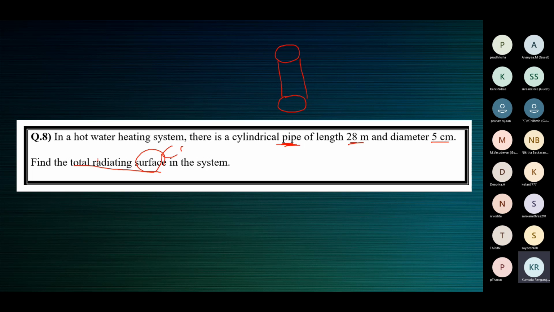Don't be misled by the word total. The total radiating surface is only the curved surface area, because the material is used only to make the curved surface area of the cylinder. There is no material here and here. So you just have to find the CSA using these values.